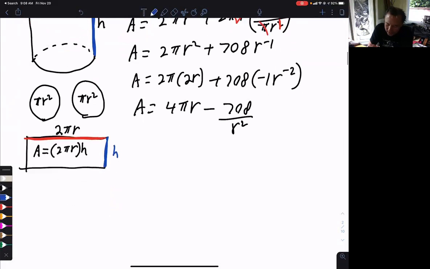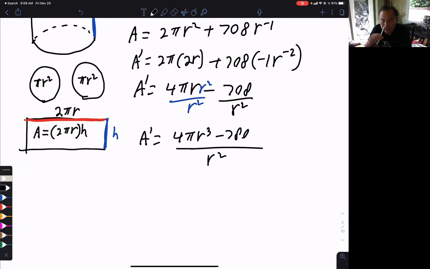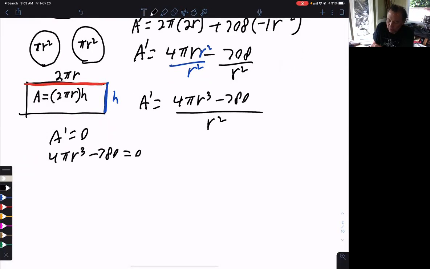We're going to get our same common denominator that we've been doing for the last couple problems. So we have 4 pi r cubed minus 708 over r squared. That's the derivative. Wow, Yoshida put the derivative sign in there. Okay, what are critical points? Where the derivative is 0. Where is this equal to 0? When the numerator equals 0.